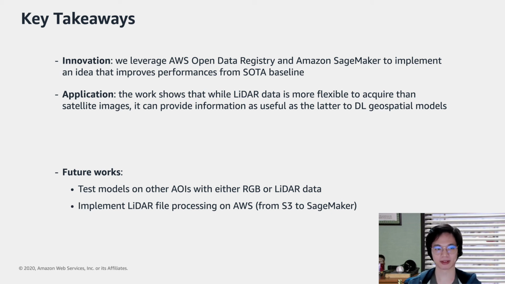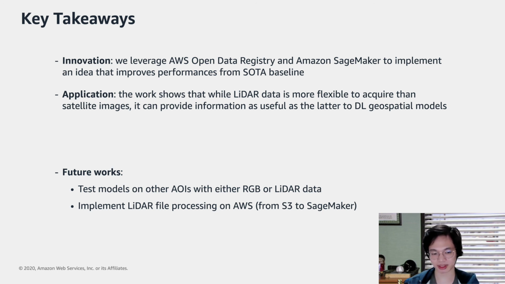The key takeaway of the whole tutorial session in this work is that we leverage AWS Open Data Registry and Amazon SageMaker to implement an idea that improves performance from a state-of-the-art baseline. And so the baseline was basically who won the competition. And as for the application, the work shows that while LiDAR data is more flexible to acquire than satellite images, it can also provide information as useful as RGB to deep learning geospatial models. And furthermore, if you combine both, you can achieve the best score.